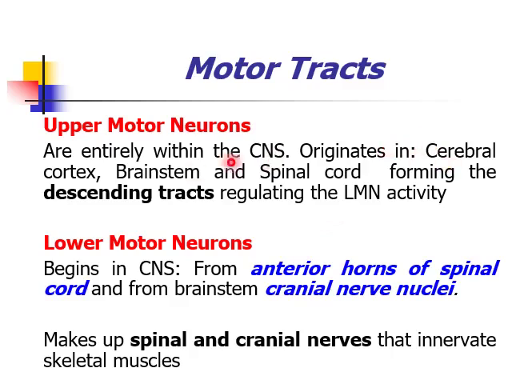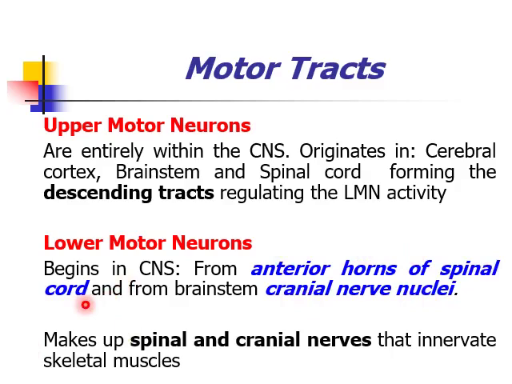As we said, it originates in the cerebral cortex, brainstem, and spinal cord, forming a descending tract regulating the lower motor neuron activity. Then I've got another term, a lower motor neuron. A motor tract is actually divided into two partitions. An upper motor neuron, this part of the tract is entirely within the central nervous system, and another part of the tract is called a lower motor neuron, where it begins within the central nervous system, either at the brainstem through the cranial nerve nuclei, the ones controlling the cranial nerves that we discussed in the introduction lecture, or the anterior horn cells of the spinal cord.